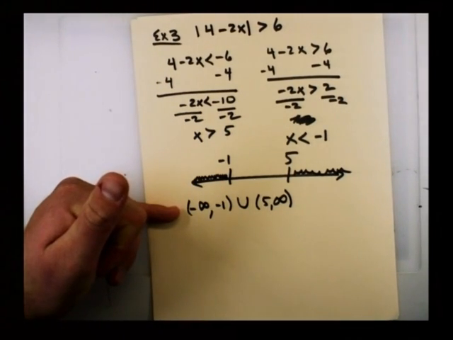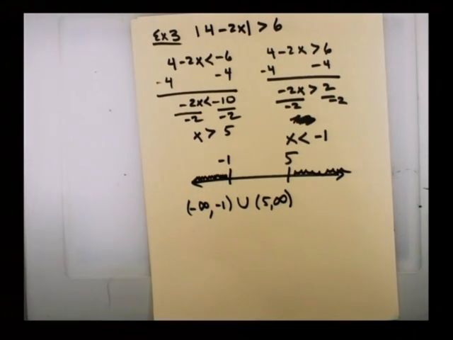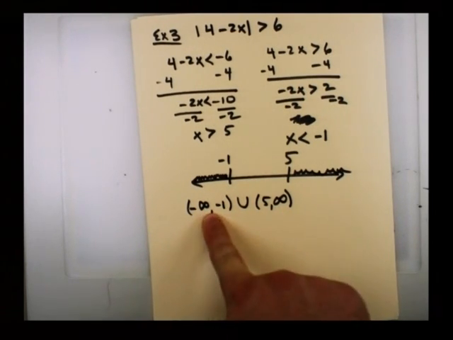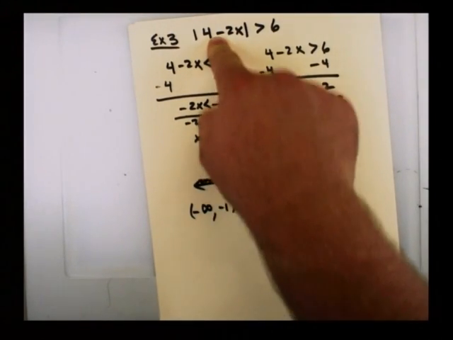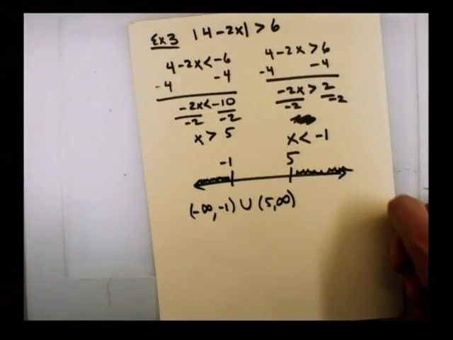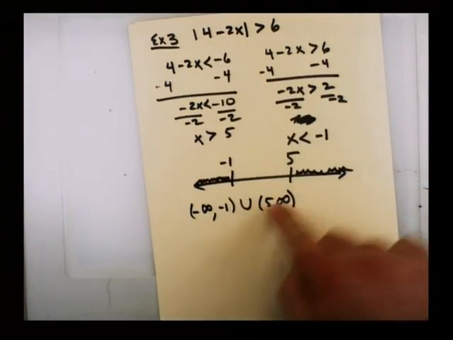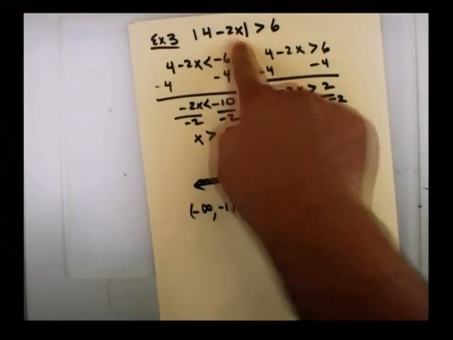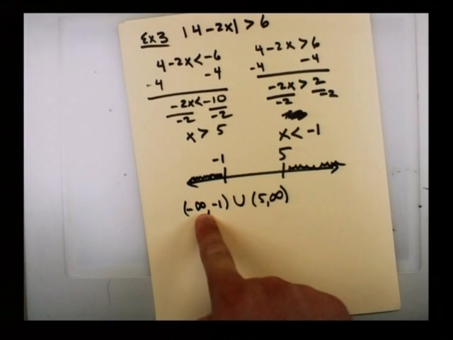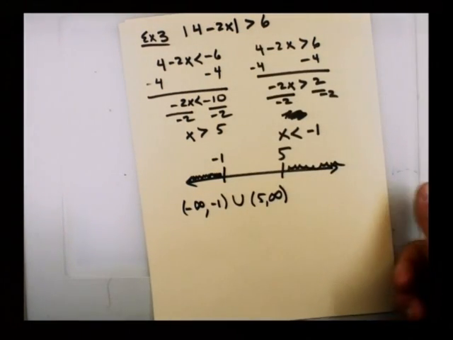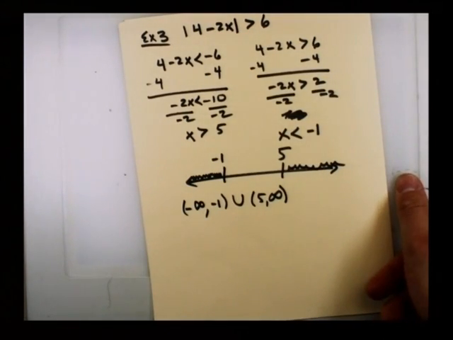Let's write it in interval notation. So we go from negative infinity to negative 1. Question, why parenthesis? Because it's not an equal to there. Union of that with 5 to infinity. So here's the representation in the equation, the visual, and our interval notation for our solution to that problem.